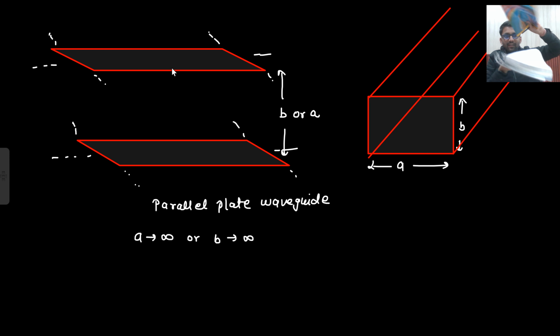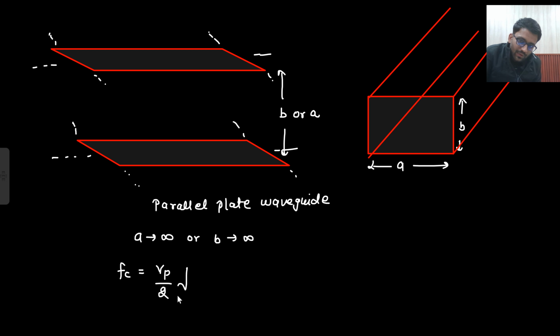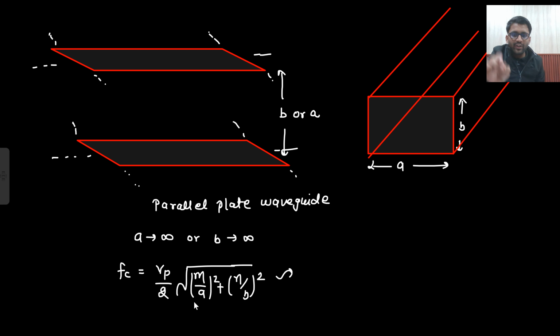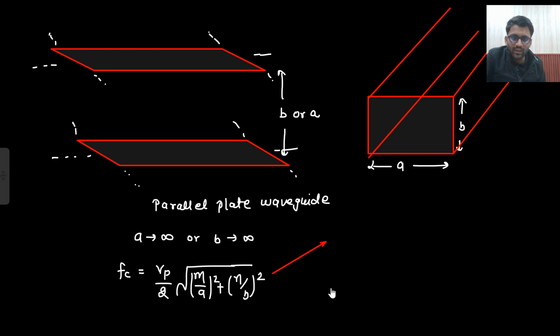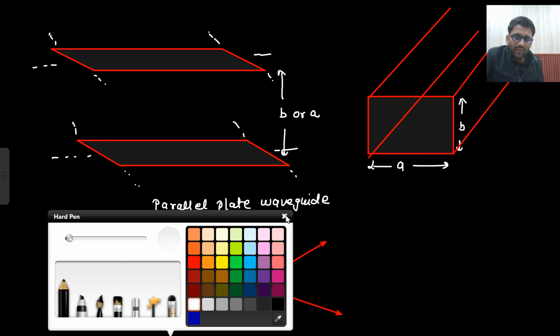But the separation will be certain, like in a parallel plate waveguide. So the separation will be certain, that is written by either B or A. So if you calculate the cutoff frequency, what is the formula of cutoff frequency? Vp by 2 under root (m by A) whole square plus (n by B) whole square. Now either you take B equals to infinity or you take A equals to infinity. The formula will be the same only.